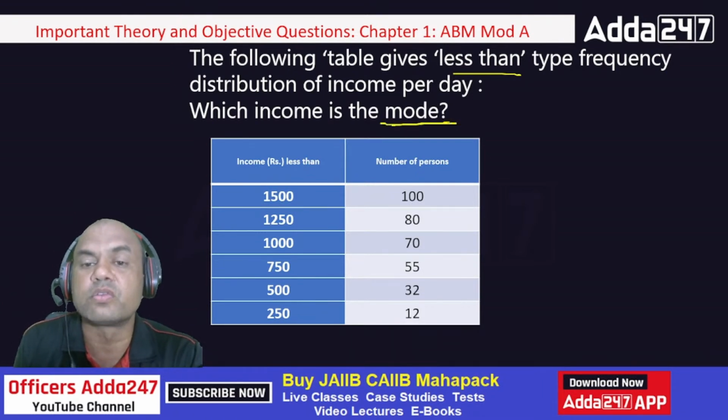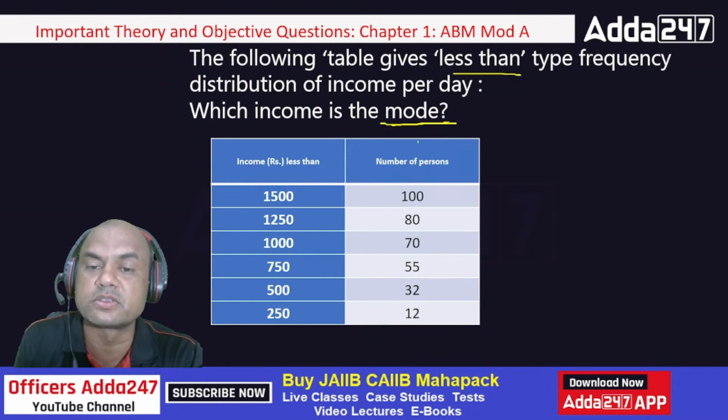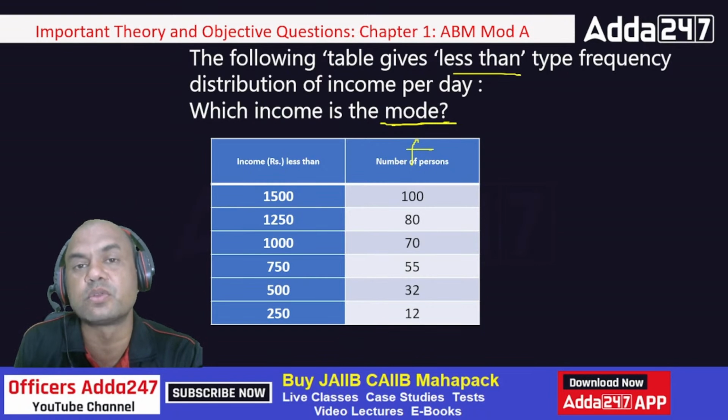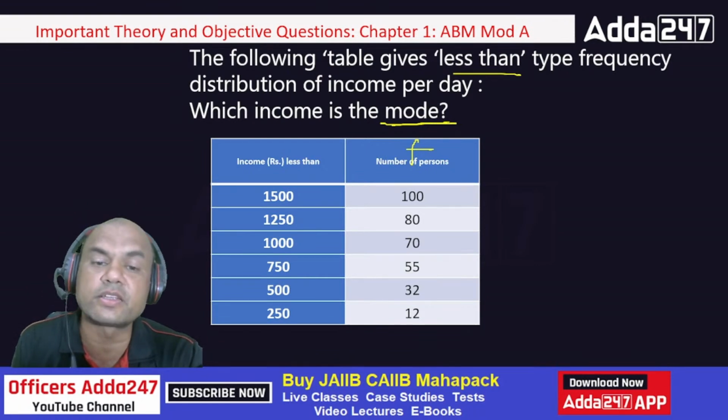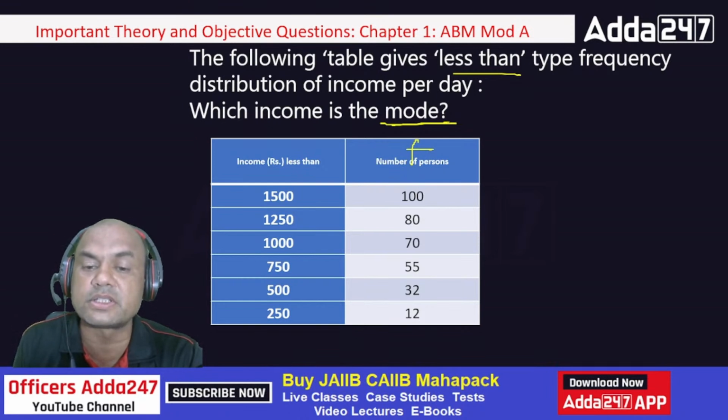Okay. So what is the mode over here? Mode means what? This is known as the frequency. So which has the highest frequency, that is known as mode. So who has the highest frequency over here? 100, 80, 70, which is the highest number over here? 100. So if this is the highest number, so this class will be 1500.